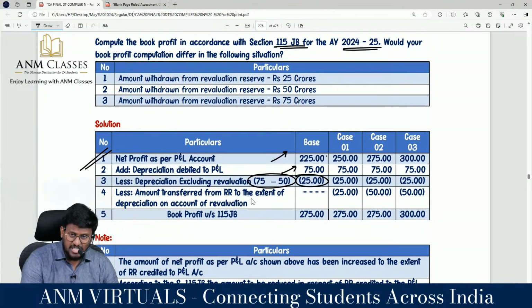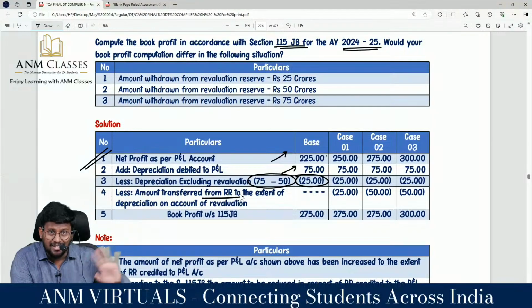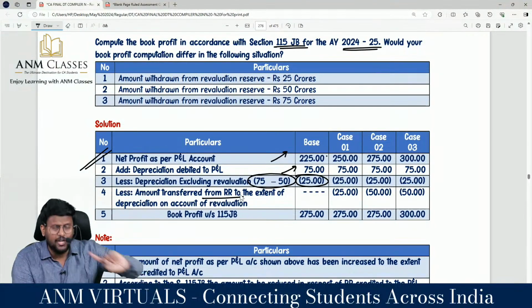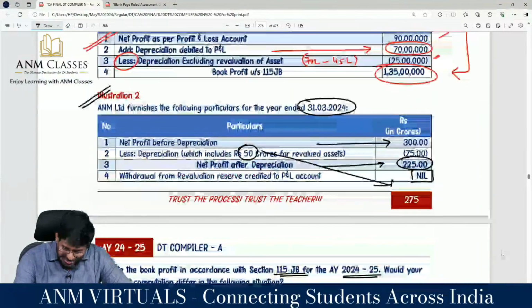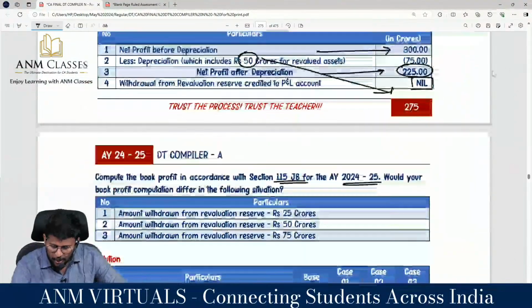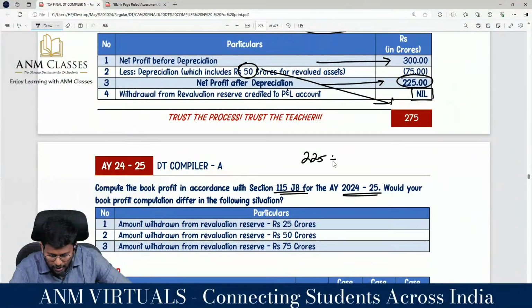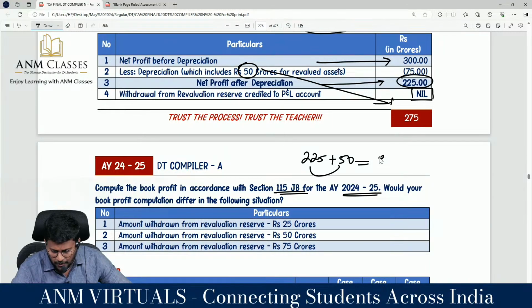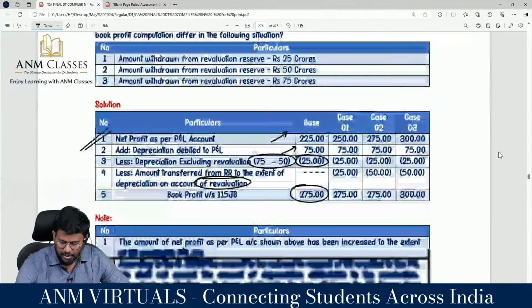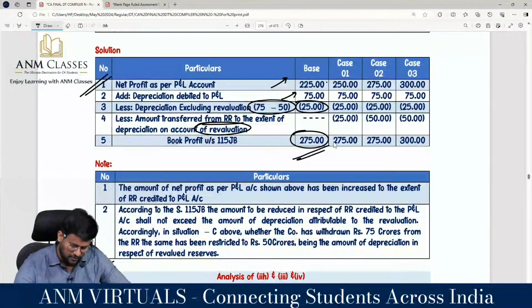Less amount transferred to revaluation reserve. To the extent of depreciation on account of revaluation is dashed because nothing has been withdrawn. So the book profit is 275 crores. Basically, what is the reported net profit? 225 crore. Plus how much unnecessary depreciation you have added back? 50 crore. So 225 plus 50, 275 is the correct net profit. So my book profit is 275 crore.